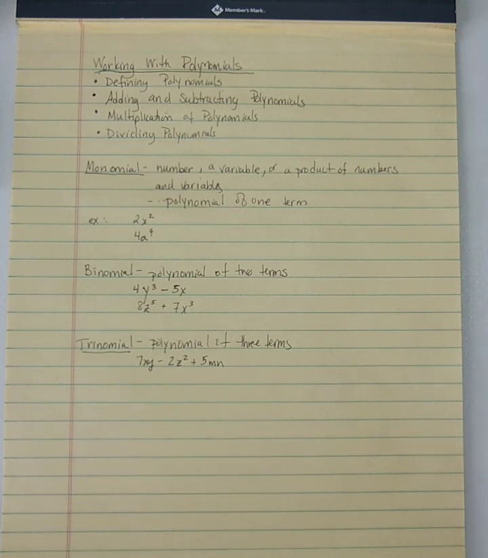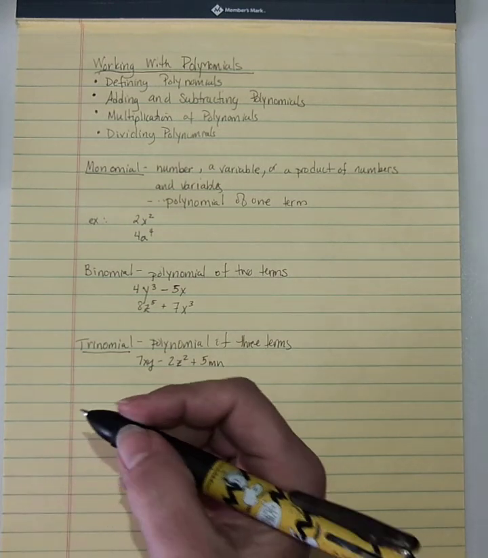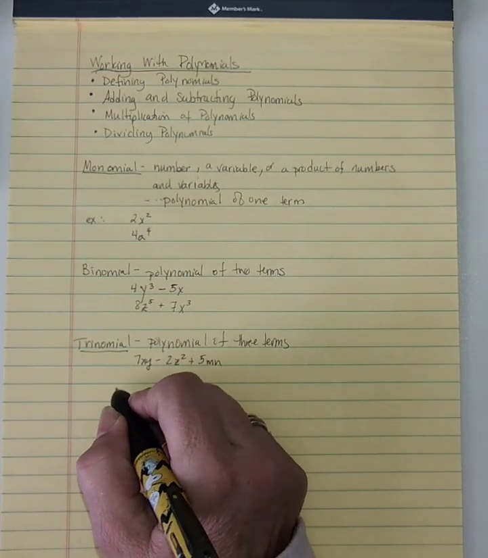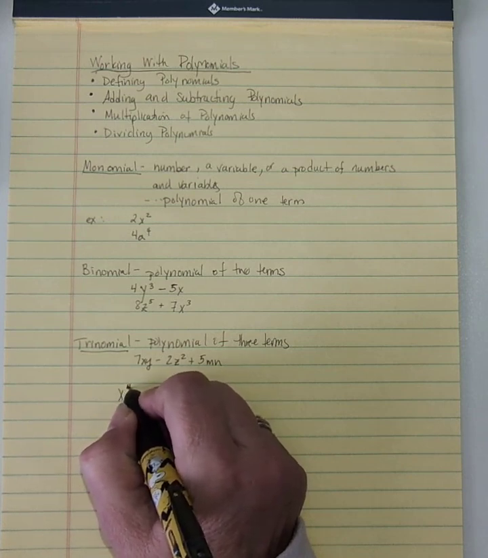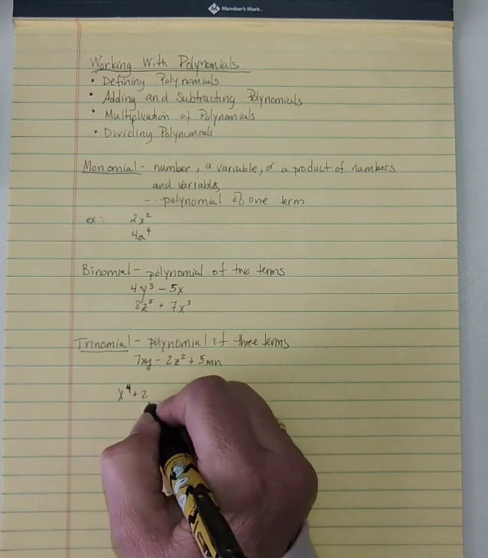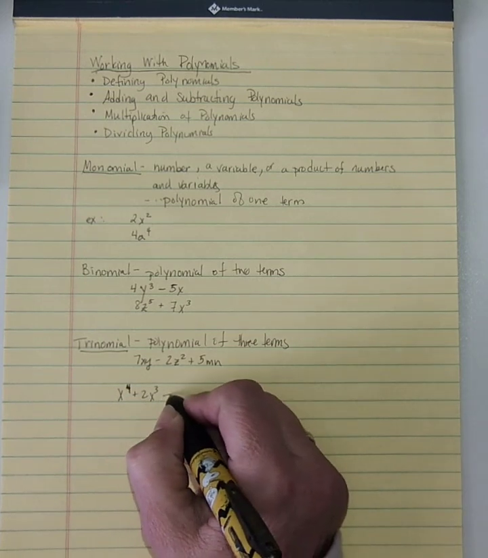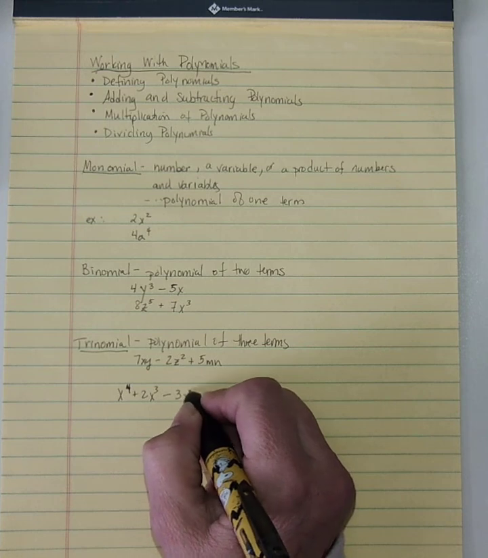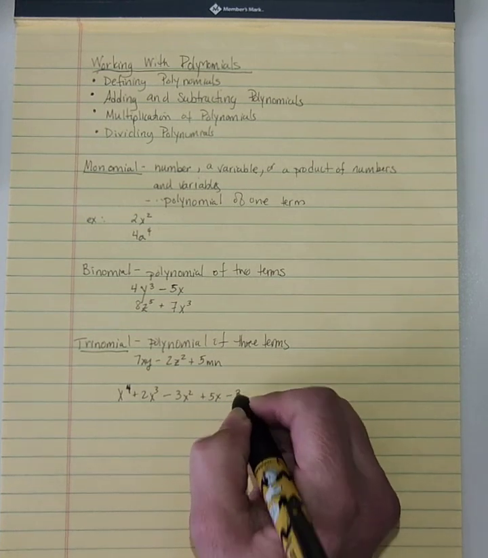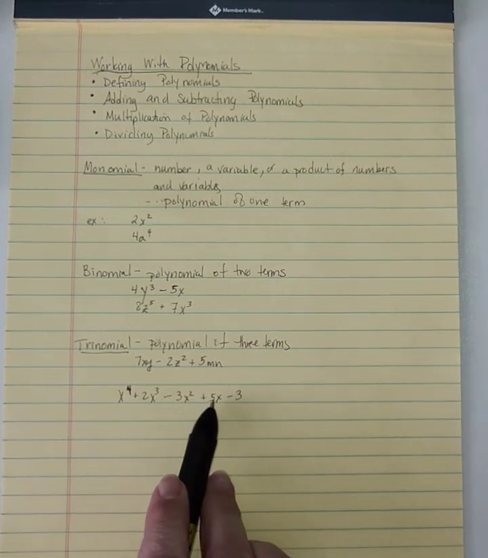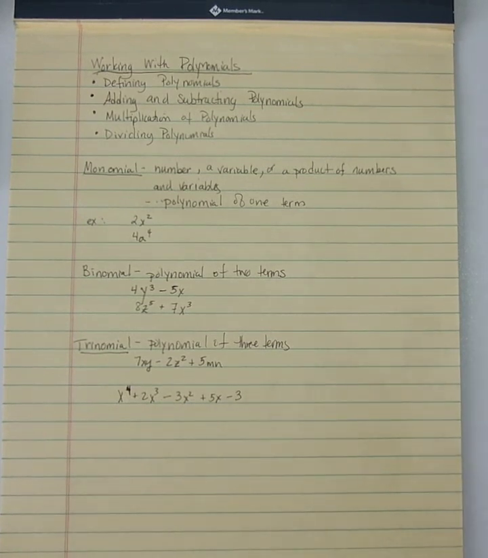Now, generally speaking, when we write polynomials, we like to put them in descending order. So what do I mean by that? Well, if I had something like, let's say, x to the fourth power plus 2x to the third minus 3x squared plus 5x minus 3, putting it in descending order looks something like that.